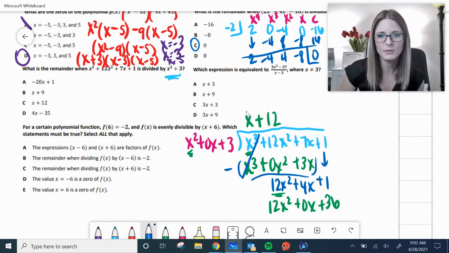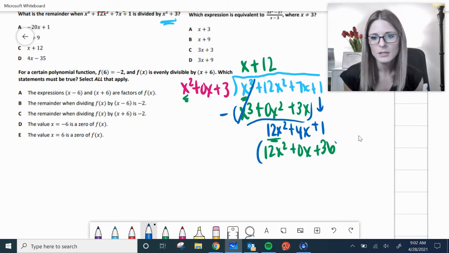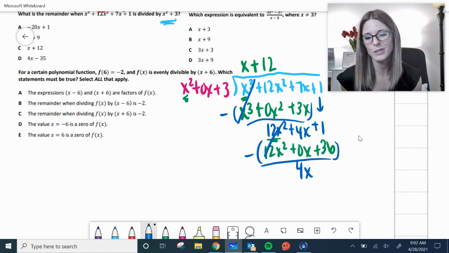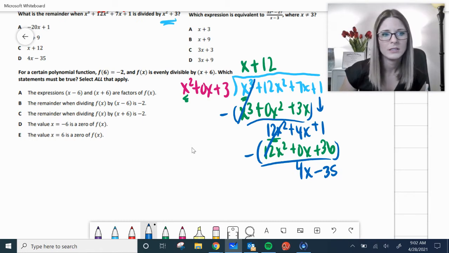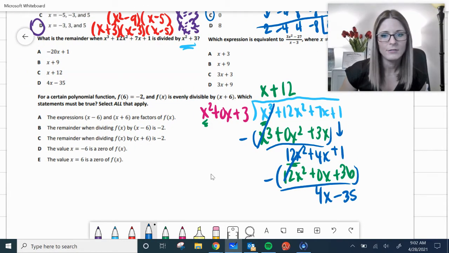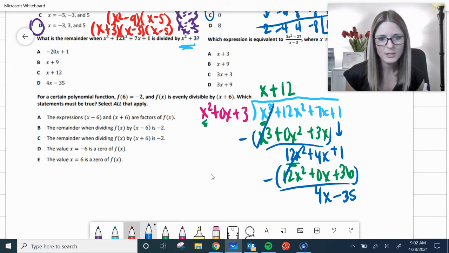Let me scoot this up because long division is long, obviously. Subtract all of that. 12 minus 12 is 0. 4 minus 0 is 4. 1 minus 36 would be minus 35. Let's see, what is the remainder when it's divided? 4x minus 35.